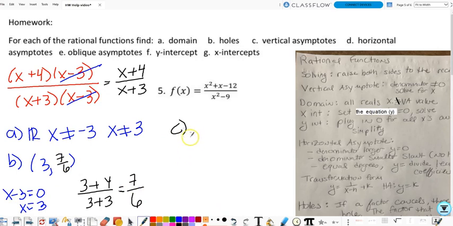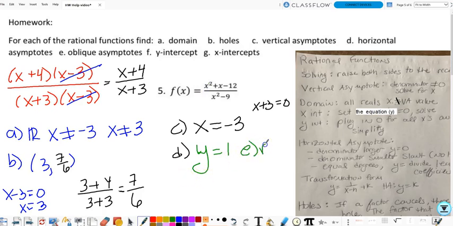So my vertical asymptote comes from the factor that remains, or this other part of the domain, when the denominator equals 0. That's our x equals negative 3. Horizontal asymptote. I'm going to come back to my original. Degrees are the same. Divide our leading coefficients. No slant asymptotes.